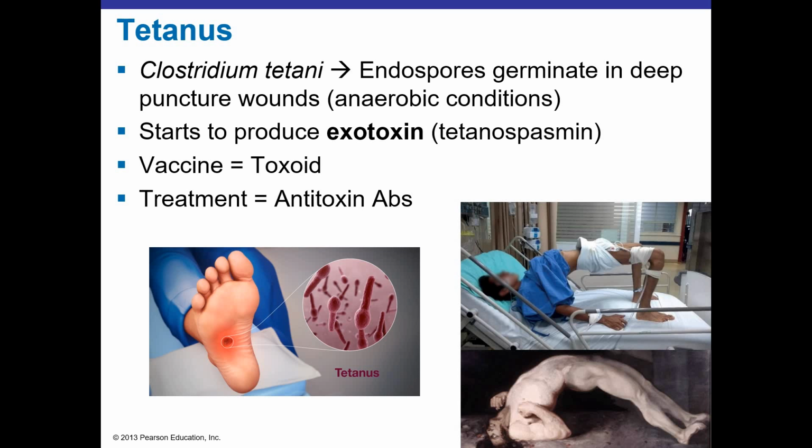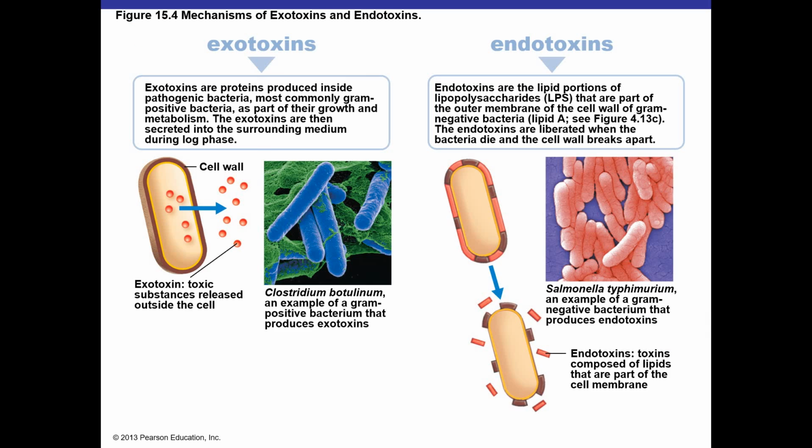Unfortunately, this is a terrible death, and that is why we use the toxoid form to vaccinate people in our DTP vaccine. The treatment, however: one of the first signs of tetanus is lockjaw, and if you want to save your patient, you need to be able to give them these antitoxin antibodies to bind up the toxin. So we see a good example here of how we use toxoid to vaccinate and the antitoxin antibodies to treat when people start to show signs of tetanus.